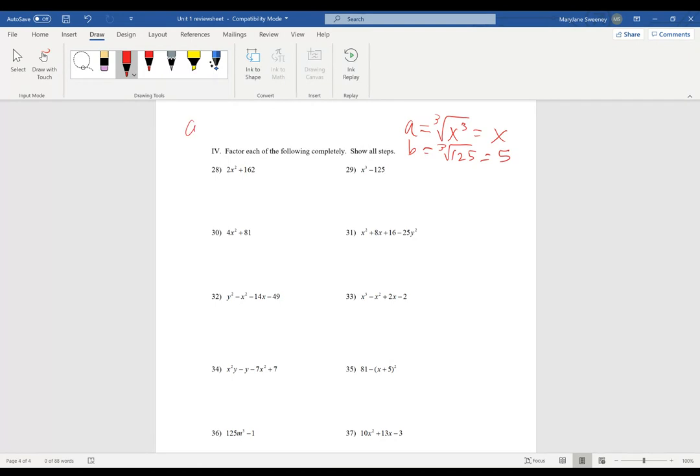Remember, if it's a cubed minus b cubed, then we go a minus b, a squared plus ab plus b squared. Okay, so then this is a minus b, a squared plus ab plus b squared.